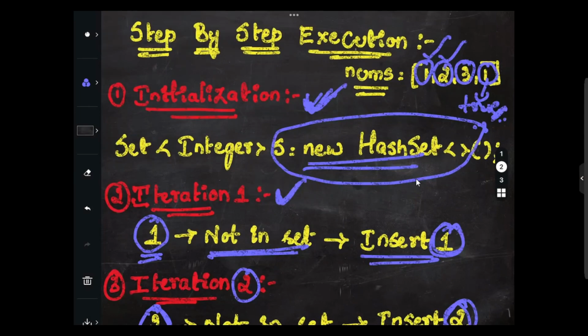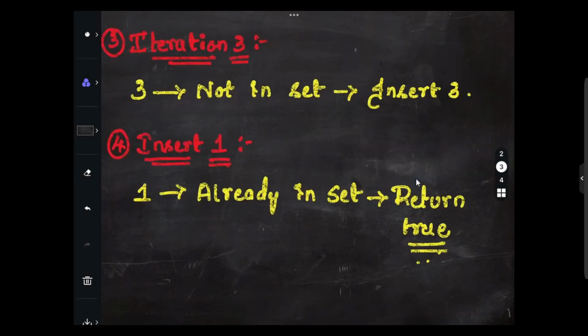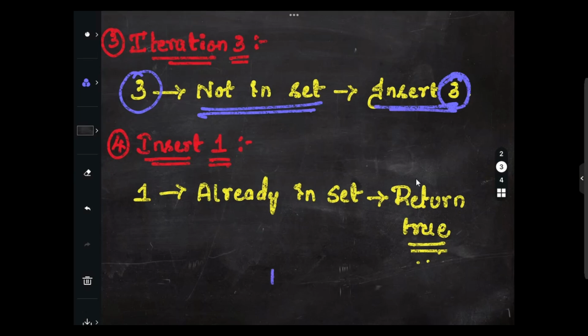We have 1, 2, 3, 1 in the array, right? So let's go with the third one here. In this case, 3 is not present in the set. So we will be inserting 3. We will insert 3 into the set, right? So now we have 1, 2, 3, right?